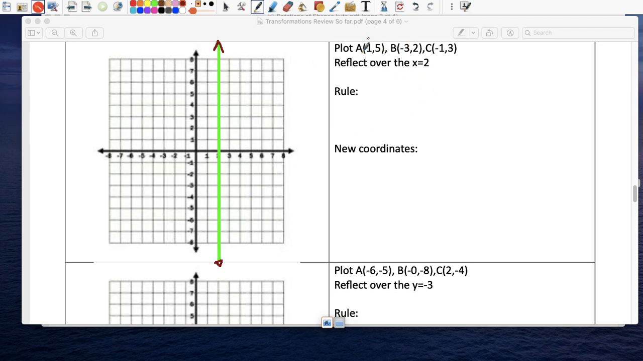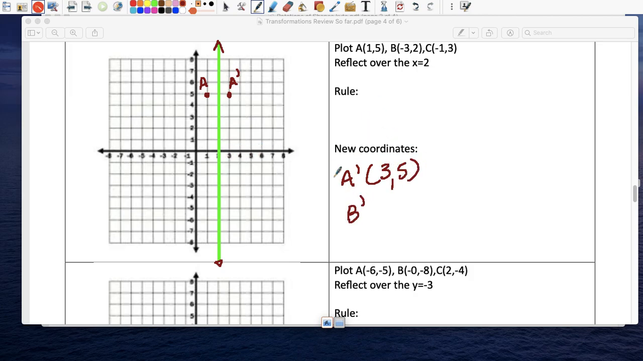So let's plot A equals 1 and 5. 1 and 5 is right here. So that's point A. Same rule. If Alex is standing right there, where is his image? His image is right here. That's where A prime is. Same distance away from the line of reflection. That's it. Okay, so A prime is going to be 3, 5.